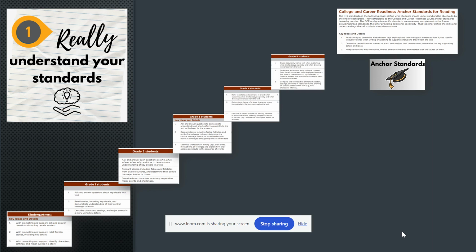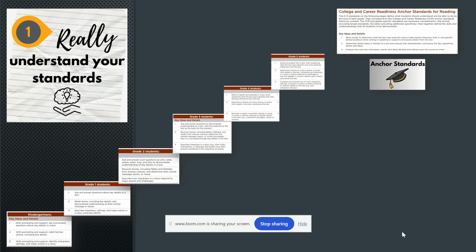So I put just through grade 5 here, but you can understand kind of how it builds. And by 5th grade, so we're about halfway there, they should be able to quote accurately from a text when explaining what the text says explicitly and when drawing inference from the text. So you can see how the end goal is complex, the kindergarten is very basic, and each grade level builds.